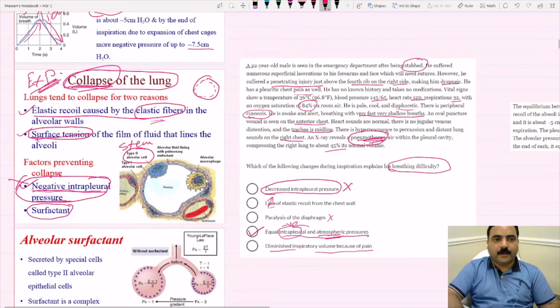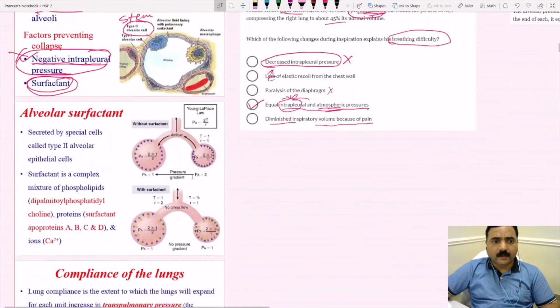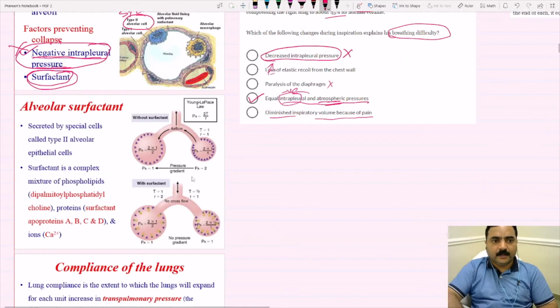Hope you have understood the importance of the negative intrapleural pressure. Now let us discuss the surfactant and the importance of the surfactant. The surfactant is a complex that is produced by the type 2 alveolar epithelial cells, secreted by the special cells called type 2 alveolar epithelial cells.